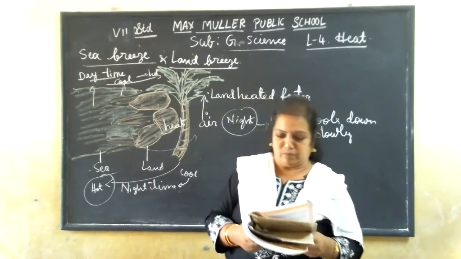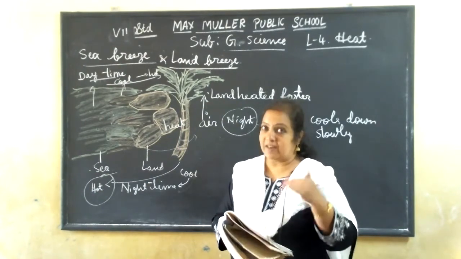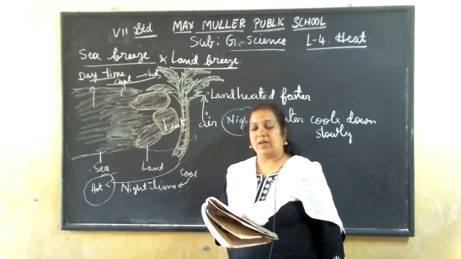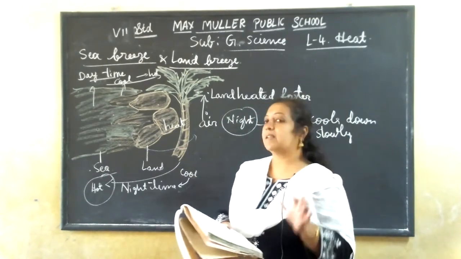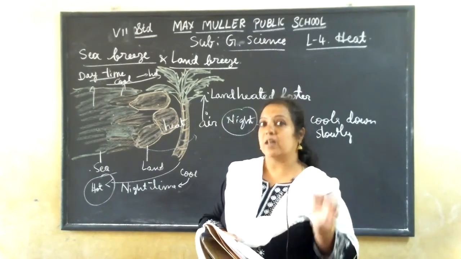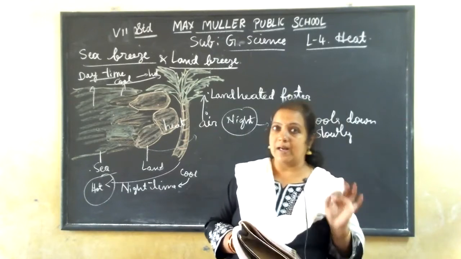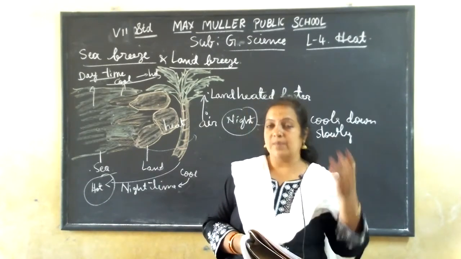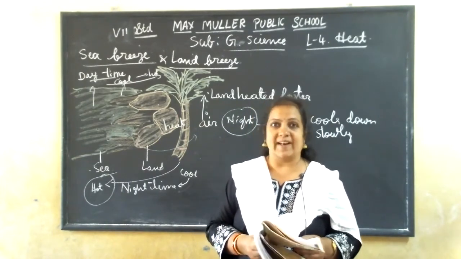Understood, children? This is very important. If you understand this one, you can understand the next lessons also in a better way. That's why I'm telling you this land breeze, sea breeze, conduction and convection cycle. These are all very important topics. You have to understand and keep the concept in your mind. Based on this only, many questions will arise.